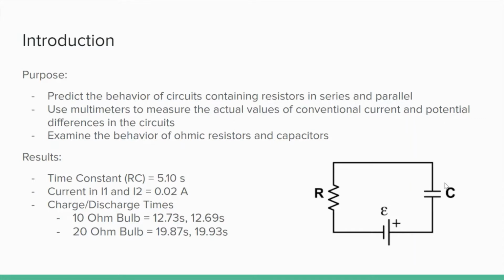The results I received for the time constant was 5.1 seconds, the current was 0.02 amps, and the discharge times for the 10 ohm bulb and 20 ohm bulb were 12.73 seconds, 12.69 seconds, 19.87 seconds, and 19.93 seconds, respectively.